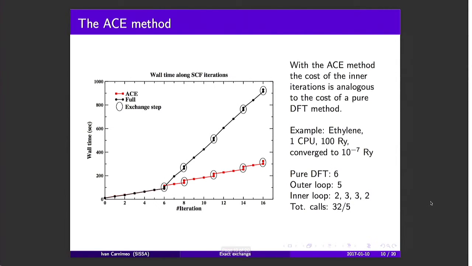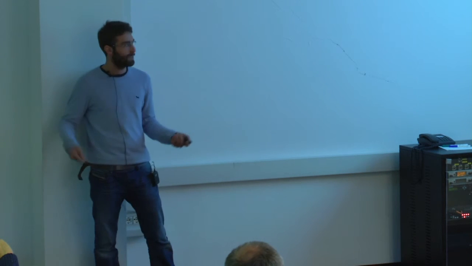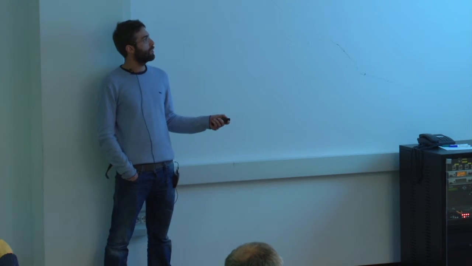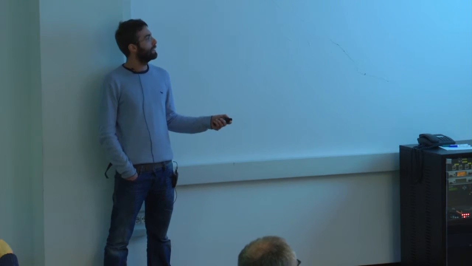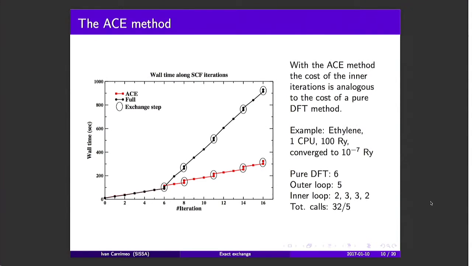So if we compare here the graphical time elapse along the SCF, we see that if we use the ACE method, basically the cost of every inner iteration is analogous to the cost of a pure DFT iteration, because what was before the rate limiting step, which was the evaluation of the exchange step, now is just a scalar product. And so basically the cost is analogous to the pure DFT.